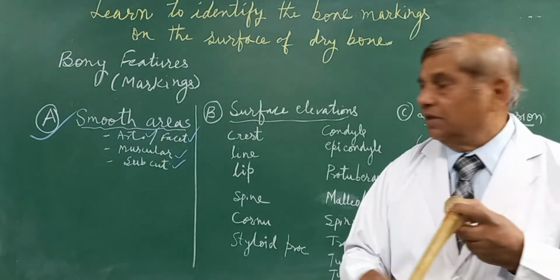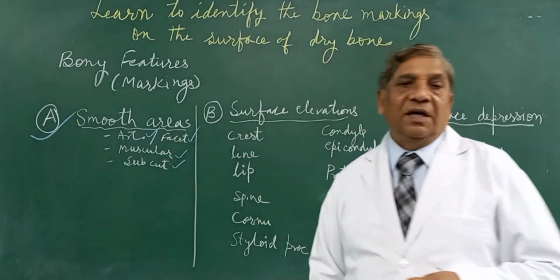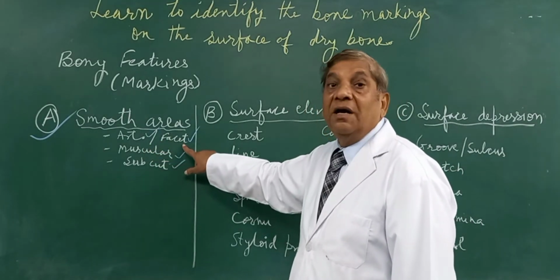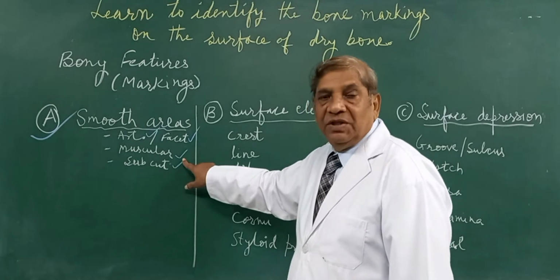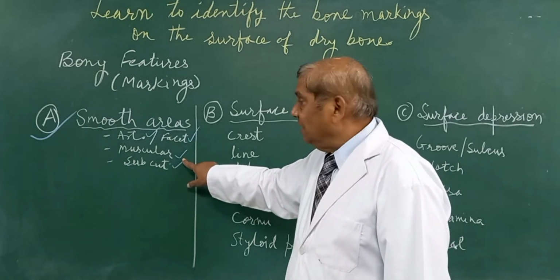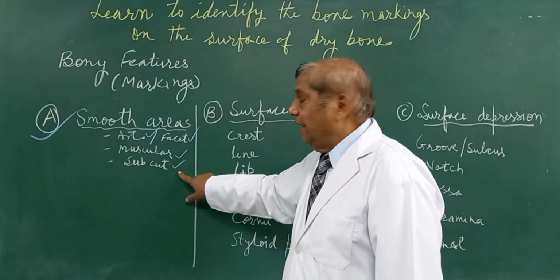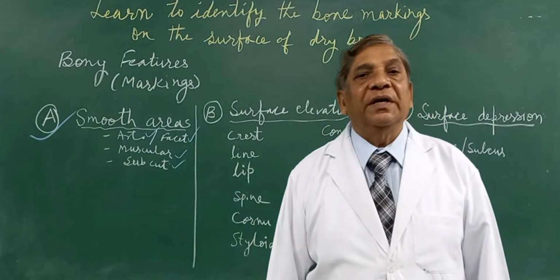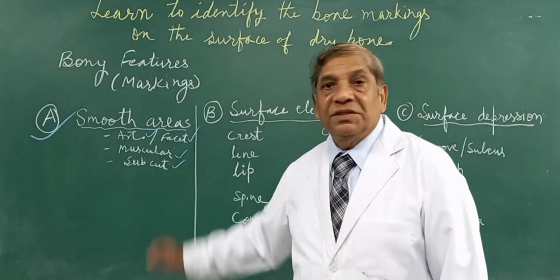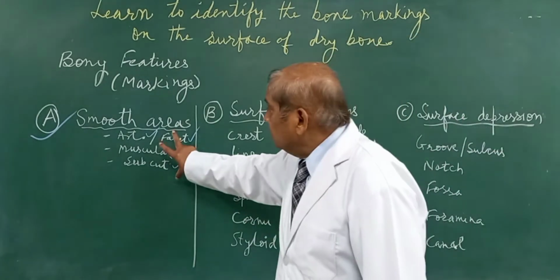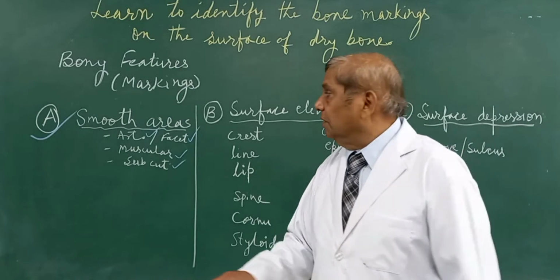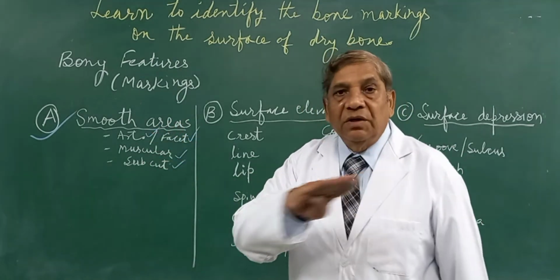It lies just beneath. So smooth areas on a bone are called articular areas. The smaller ones are called facets. Then there may be areas for attachment of skeletal muscles, large areas, which are also smooth, and then those areas of the bone which are directly under cover of the skin are also smooth, and they are subcutaneous areas. So this is the first category of the bony markings on a bone, which is because of a smooth area.